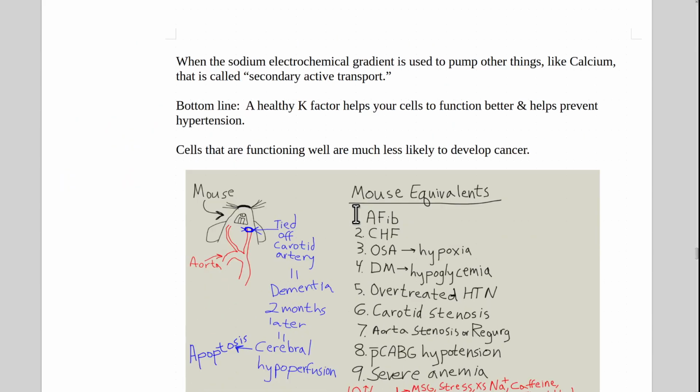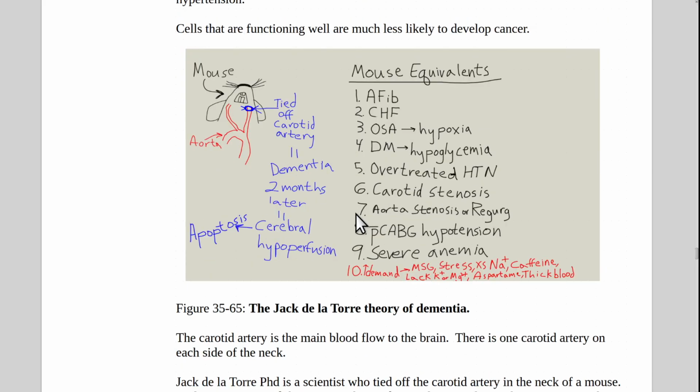Now we're going to move on to something a little bit different. We're going to talk about, real briefly, the Jack de la Torre theory of dementia. So Jack de la Torre did some of his PhD research when he was in Texas, and he tied off the internal carotid artery in the neck of a mouse. And for the middle-aged and older mice, they would become demented 2 months later.